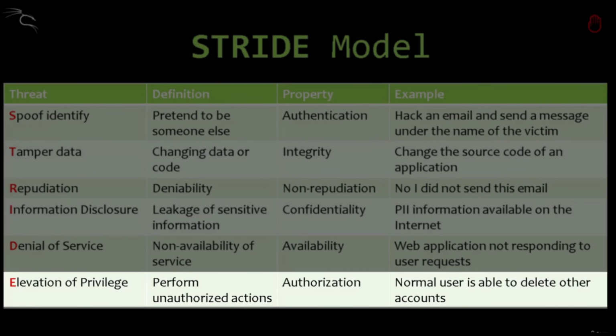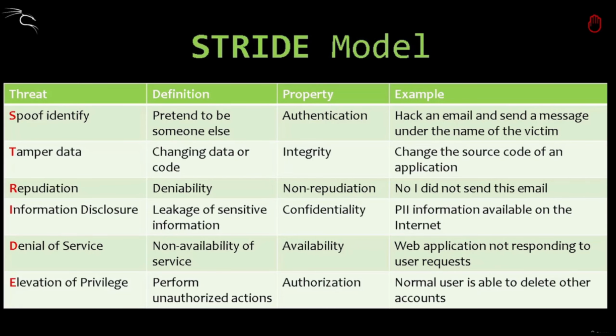Many mitigation approaches exist, such as using passwords, multi-factor authentication, and digital signatures to protect against spoofing attacks. And we can use permissions, access control lists, and again, digital signatures to protect against data tampering. We can use secure logging, auditing, and digital signatures, of course, to protect against repudiation. Encryption and access control lists as well can be implemented to protect against information leakage.